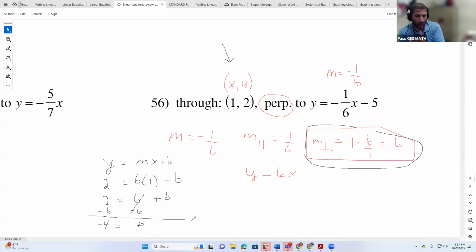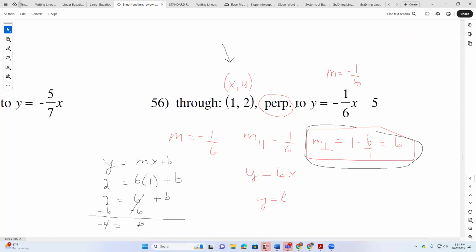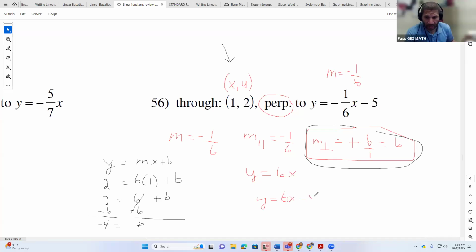So we know the slope of the perpendicular is 6. We know the y-intercept is -4. What's my equation of the line? y equals 6x minus 4. That's what I'm talking about.